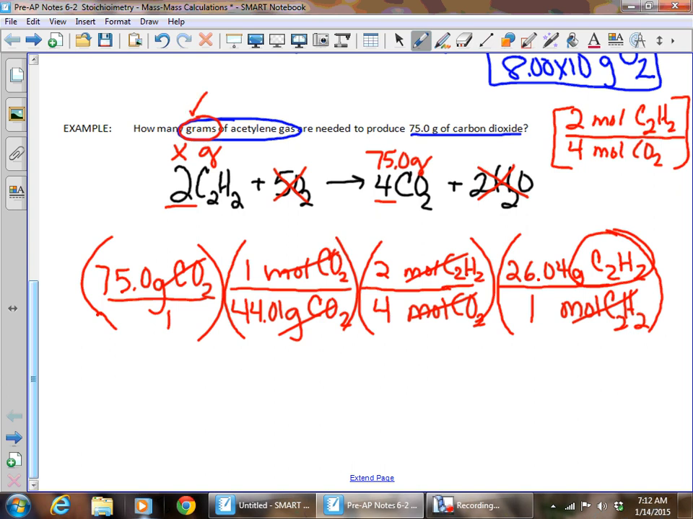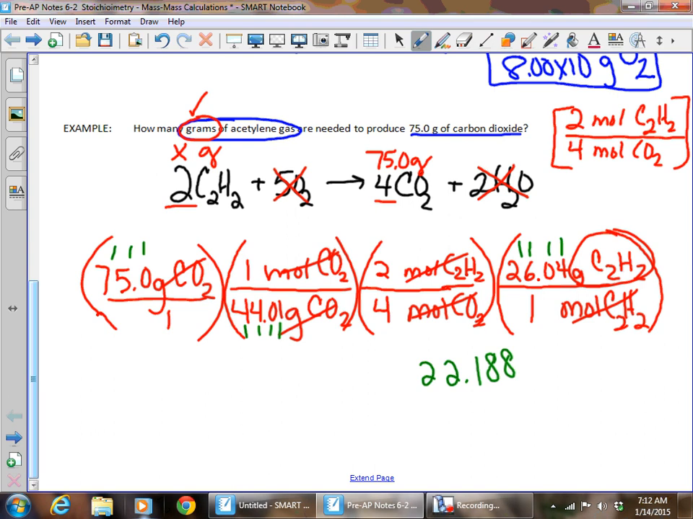And if I take 75 divided by 44.01 times 2 divided by 4 times 26.04, remember always multiply by what's on top, divide by what's on bottom, I get 22.188 for my value. Sig fig wise, looks like I've got 3 sig figs here, 4 sig figs here, and 4 sig figs here. So I'm going to need 3 sig figs.